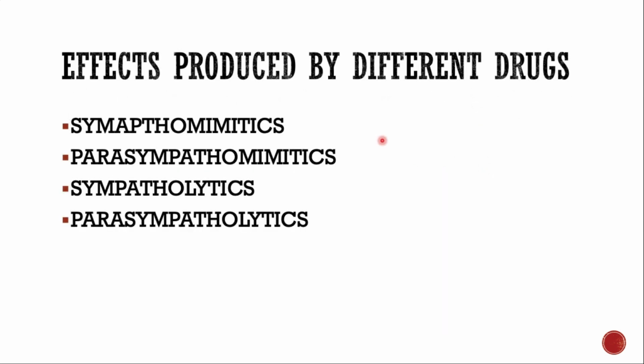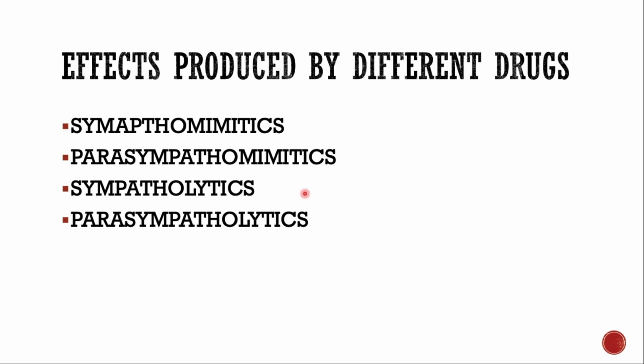Now we are going to talk about the different types of effects that are produced by different types of drugs. For example, sympathomimetics that are going to mimic the sympathetic nervous system, parasympathomimetics that are going to mimic the parasympathetic nervous system, sympatholytic drugs that are going to stop the action of the sympathetic system, and parasympatholytic drugs that are going to block the actions of the parasympathetic nervous system.